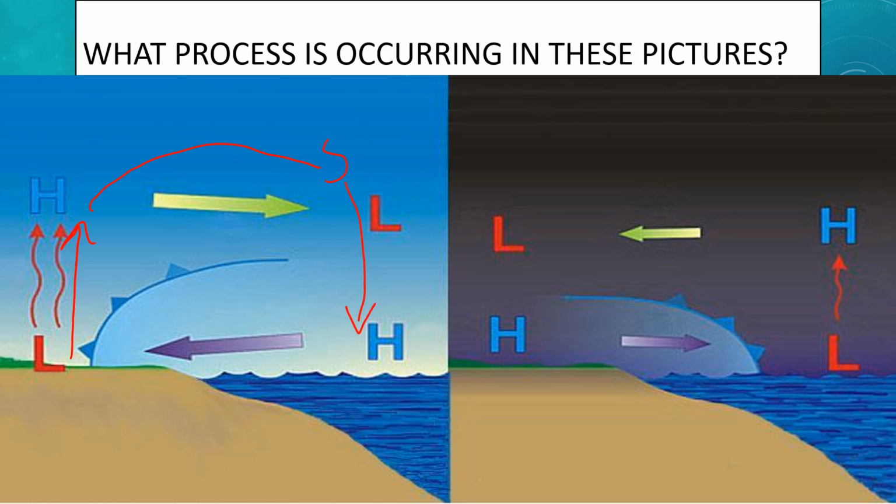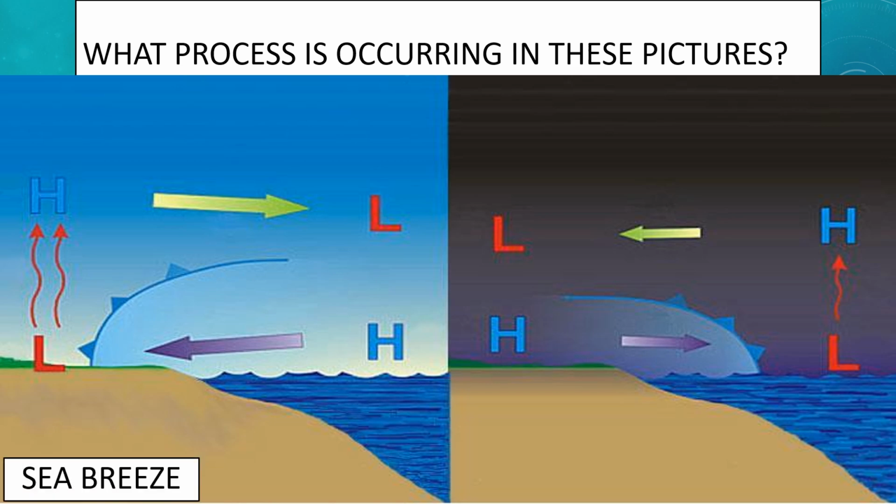Now, since this air is rising, the cooler air rushes in to fill the void. And so this is a convection current. As the low pressure warm air rises, the high pressure or denser cold air moves in to take its place. And this is going to result in a sea breeze.